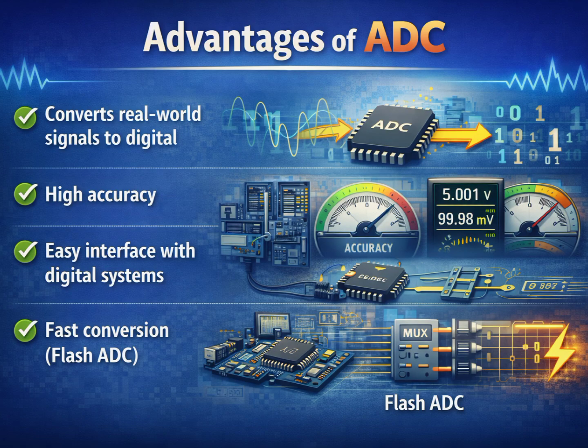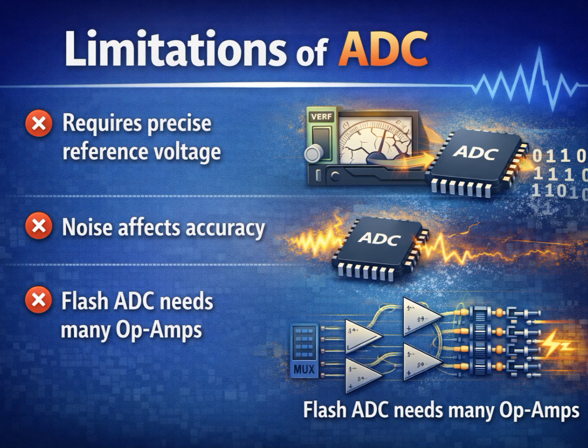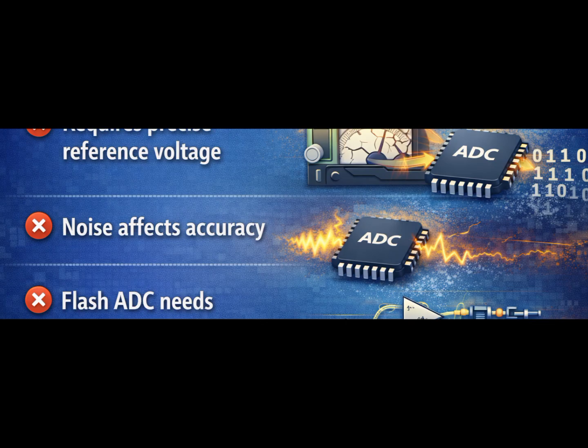Advantages. Some advantages of ADC. Converts real-world signals into digital form. High accuracy. Easy to interface with digital systems. Flash ADC provides very fast conversion. Limitations. There are some limitations also. Requires precise reference voltage. Noise affects accuracy. Flash ADC needs many op-amps. So design should be careful and accurate.